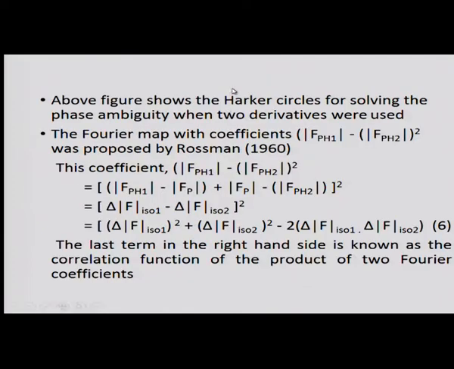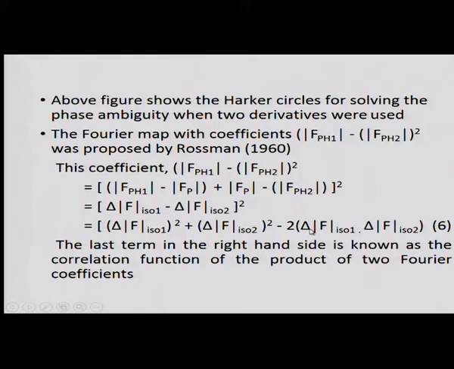So, these Harker circles are used to solve the phase ambiguity when two derivatives are used. Now, if we do a Fourier with the coefficient mod F_PH1, the difference in such structure factors between the second derivative and the first derivative, since you are using squares, is a Patterson actually. This was proposed by Rossmann. When you use this coefficient in a Fourier, or do a Patterson with this difference in structure factors, called the difference Patterson, we have the final result coming this way.